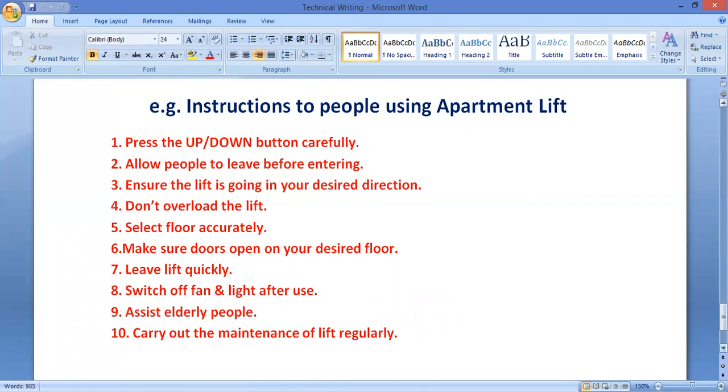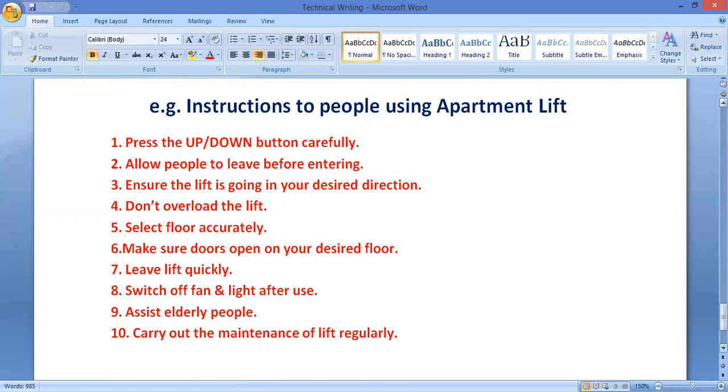Then don't overload the lift, means there should not be any weight burden in the lift. Select the floor accurately, means the person using it should not have any ambiguity. So these are the instructions. Make sure doors open on your desired floor. Leave the lift quickly. Switch off the fan and light after use. Assist elderly people. Carry out the maintenance of the lift regularly.